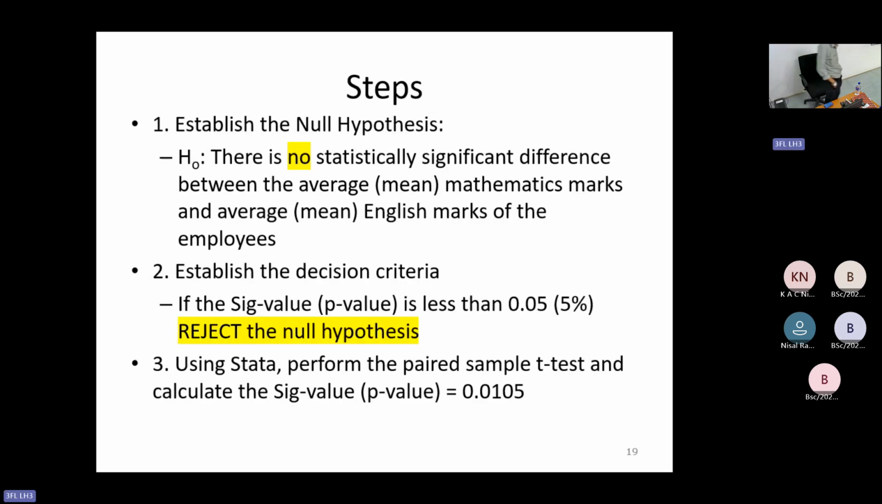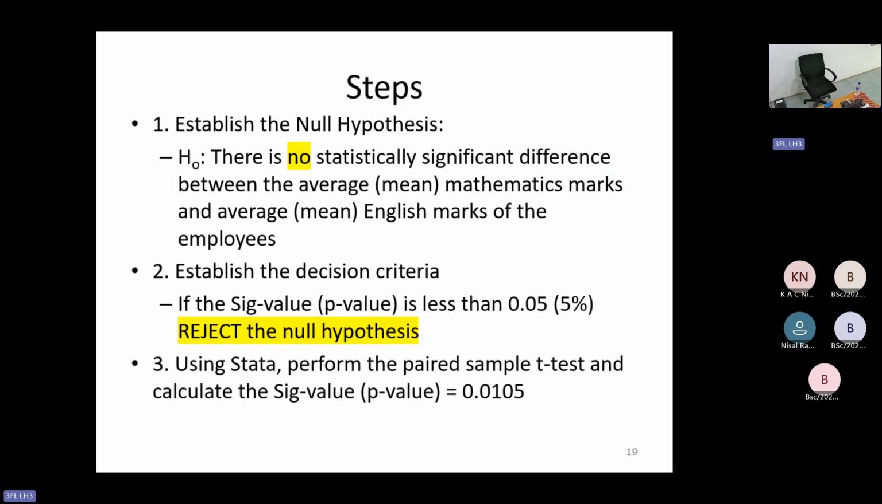So these are the 4 steps. Step number 1, what's that? Establish the null hypothesis. What's the null hypothesis? The hypothesis that says that there is no difference. Right? So how can you tell that? There is no significant difference between average mathematics marks and average English marks of these employees. No significant difference. It cannot be an independent sample because the same employee has done both tests.